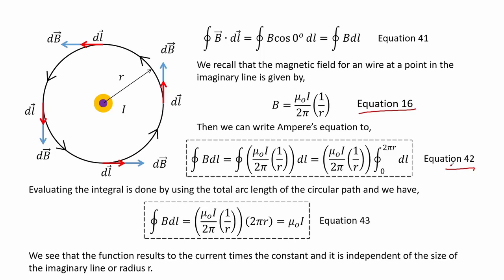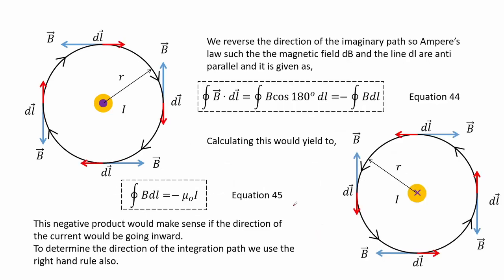Evaluating the expression, we get that Ampere's law is given as equation 43, where it is a product of the current and a constant, and it is independent of the radius r. We reverse the direction of the imaginary path, so in Ampere's law the magnetic field B and the line dl are anti-parallel, and it is given as equation 44. Calculating this would yield equation 45.